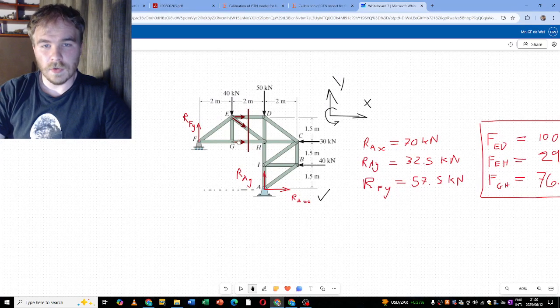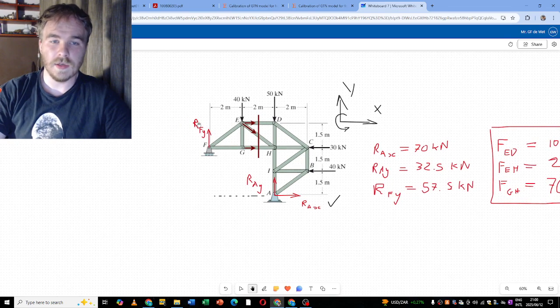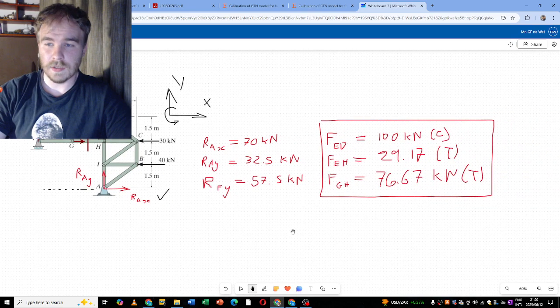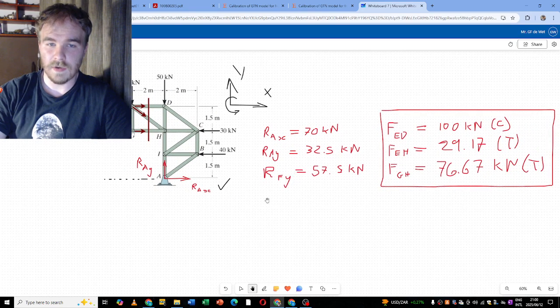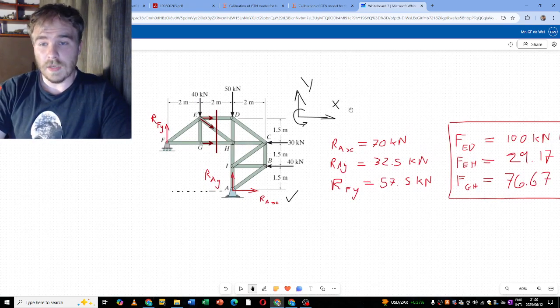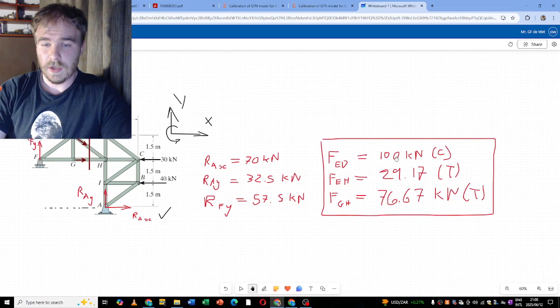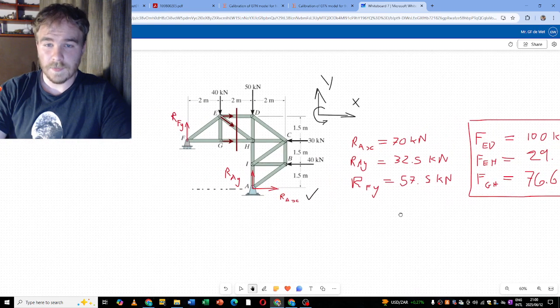Okay, so previously we did the method of sections, and in that video we calculated the reaction forces as well as the forces through this section over here: ED, EH and GH. Those forces can be seen over here, and the reaction forces over here. So I'm not going to calculate them again. We're going to do the method of joints now, and then we can compare the method of sections with the method of joints for these three forces.